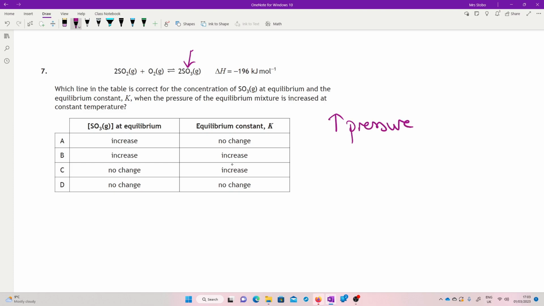that will favour the side with the least moles. So on this side we have 3 moles of gas, and on this side we have 2 moles of gas. So if I squeeze it, it is going to favour the forward, and if I favour the forward, I'm going to increase the amount of SO3 at equilibrium. Okay, we are at constant temperature. That's the important thing here. Constant temperature means that I am not changing the equilibrium constant. So correct answer is A.